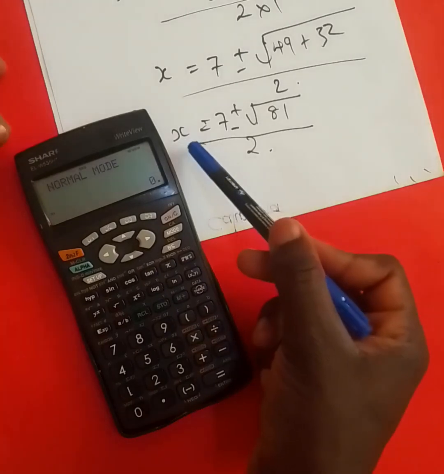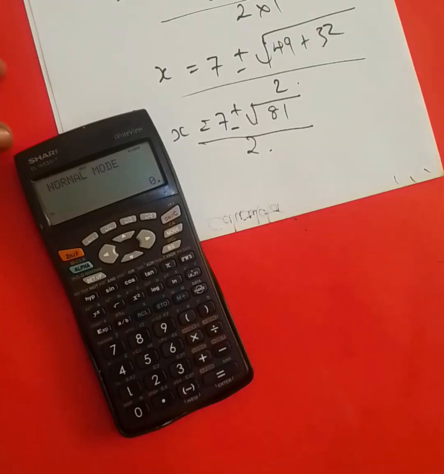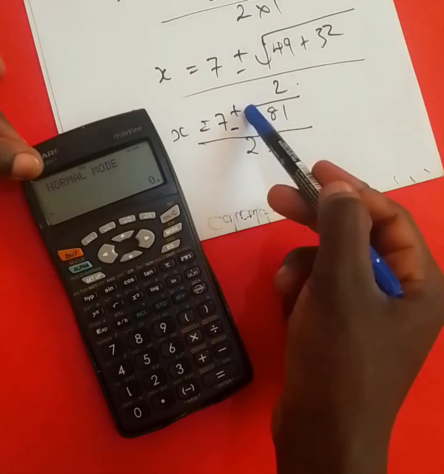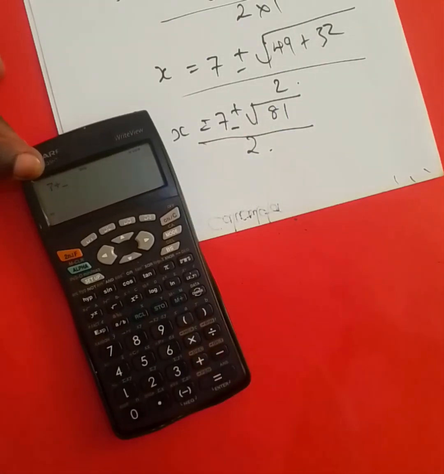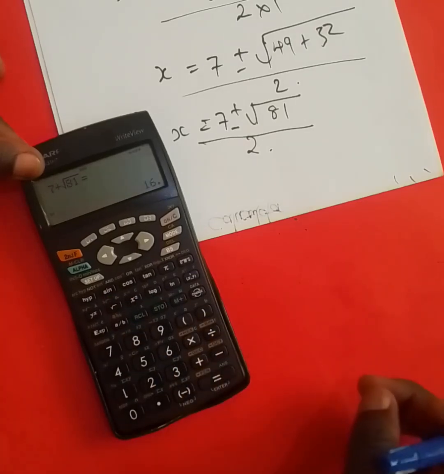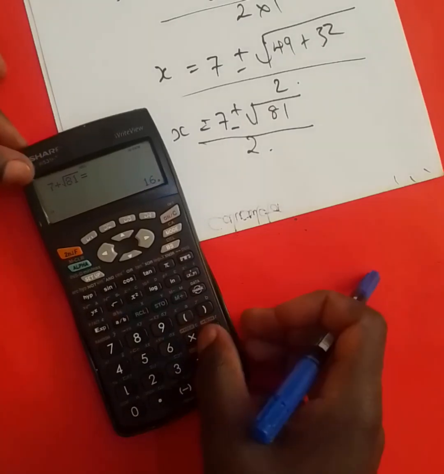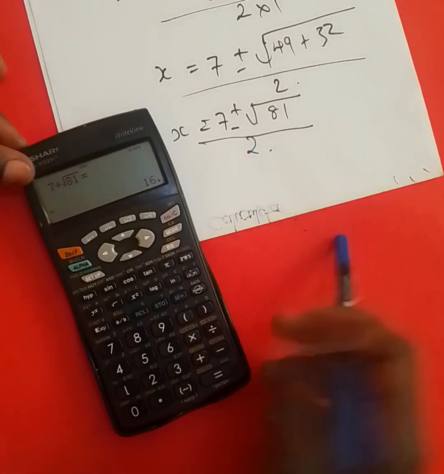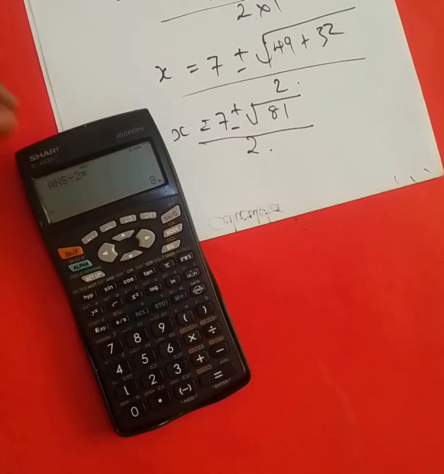Here it says that x is equal to 7 plus or minus root of 81 all over 2, meaning that we're going to come up with two values of x. Let me show you how you get the first and second value. For the first value, we say 7 plus the root of 81, equal to, we get 16. Then we say 16 divided by 2, we're now dividing by this 2. Then we get 8. So the first value is 8.